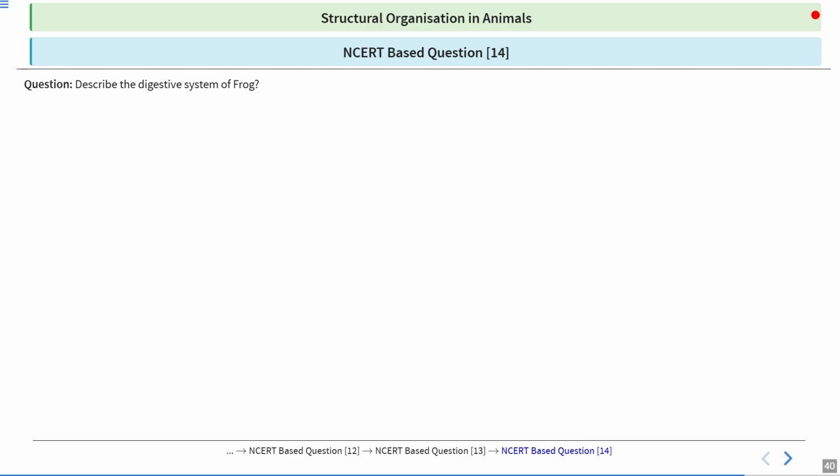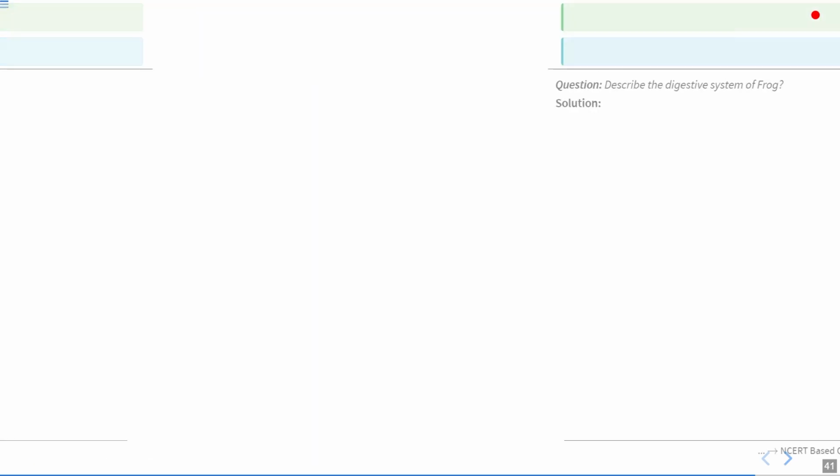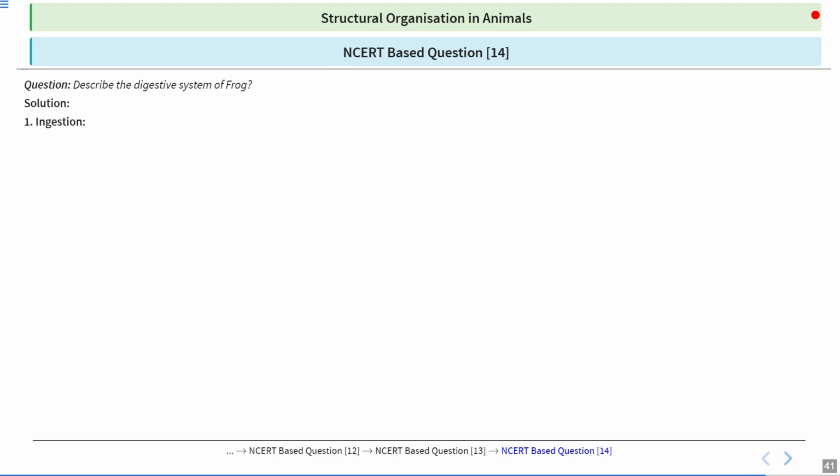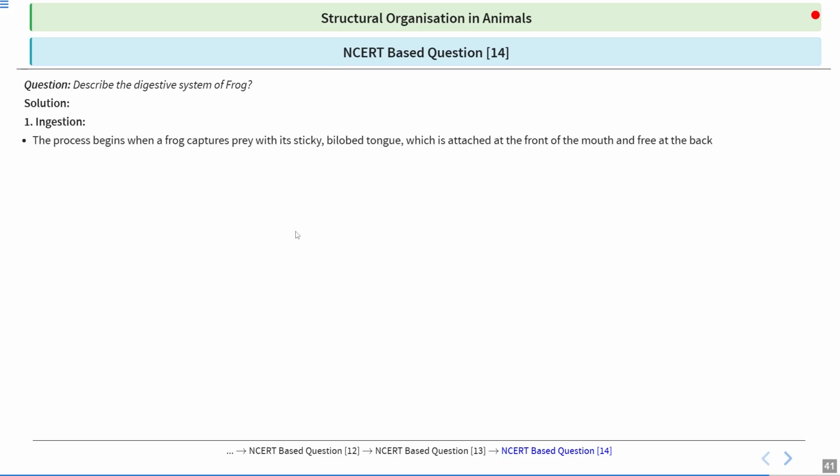Next, last question, describe the digestive system of frog. So ingestion is there. The process begins with the frog capturing prey with the sticky bilobed tongue, which is attached at the front of the mouth and free at the back. Buccal cavity. Now food passes to the buccal cavity. What happens here? The mouth opens into the buccal cavity, a space inside the mouth where the food is initially processed. No digestion is taking place, but yes, the food is kept here for some time.